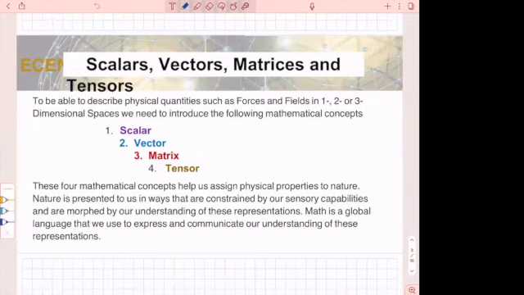From there, we go to vectors. Vectors have a particular direction. So with the number, with the magnitude, you also have to assign a direction to it. And when you say direction, that's where the next thing comes, which are the coordinate systems.